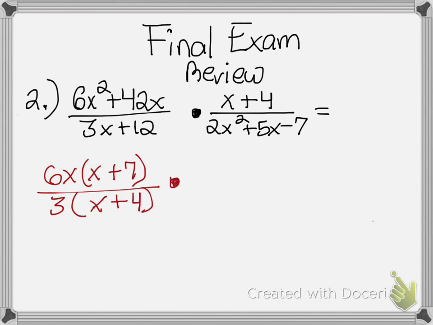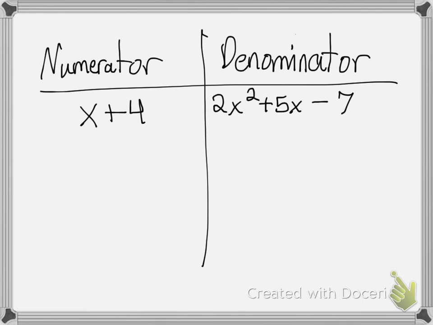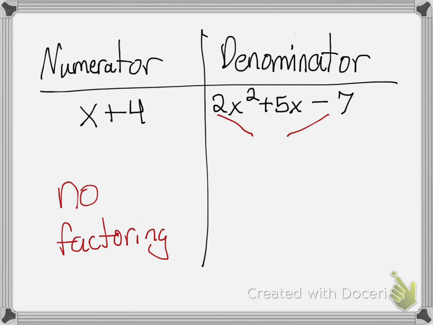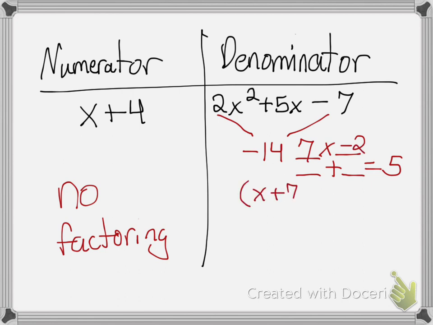All right, looking at that second fraction. In the numerator, it just says x plus 4. There's no factoring because there's nothing you can do with that. But in that denominator, you can do the bottoms up method. 2 times negative 7 is negative 14. Two things that multiply to equal negative 14 but add to equal 5 would be 7 and negative 2. So I'll write down x plus 7, x minus 2.